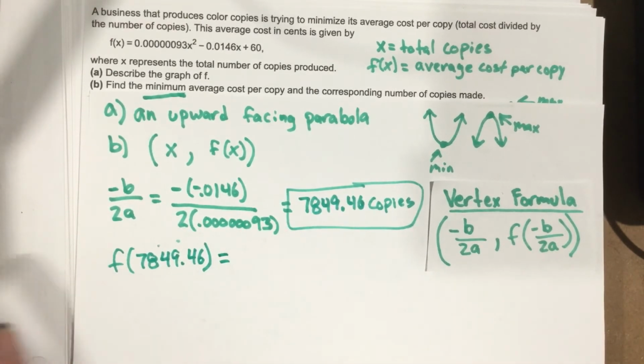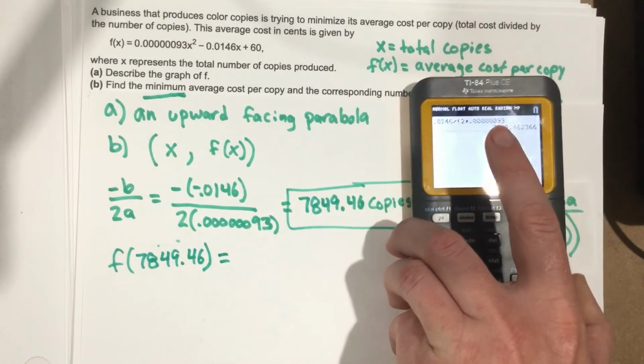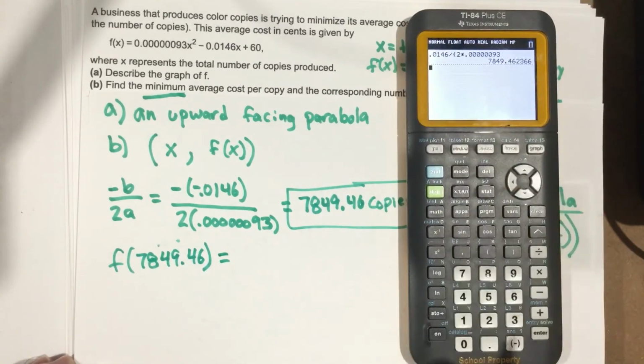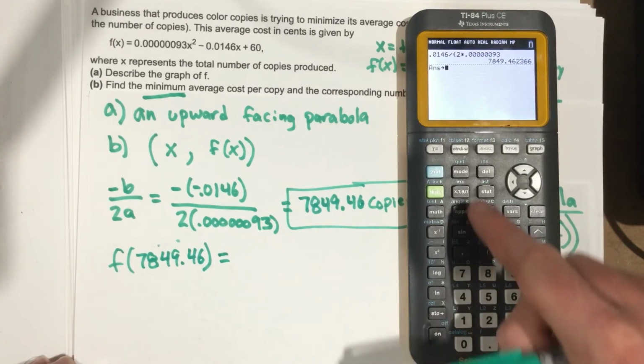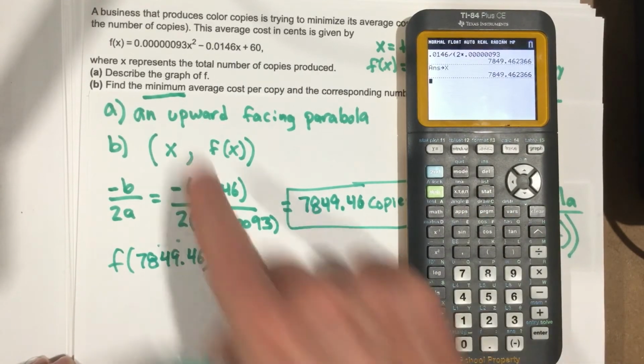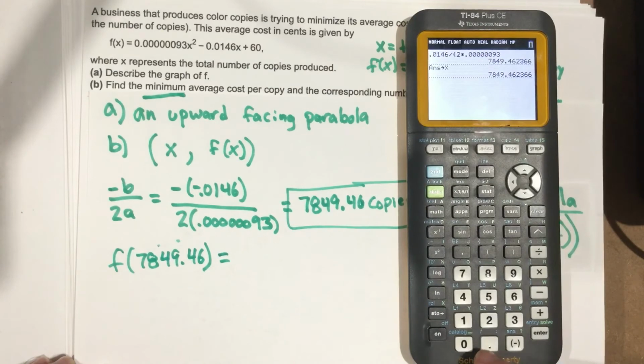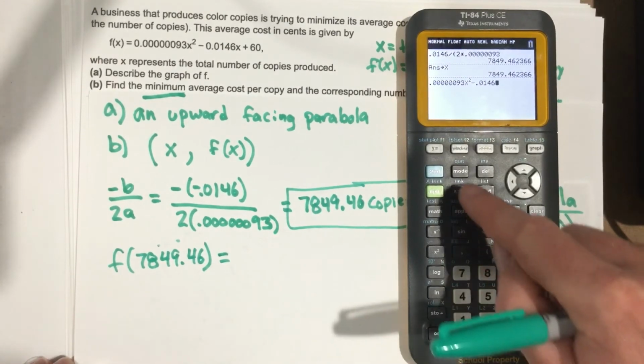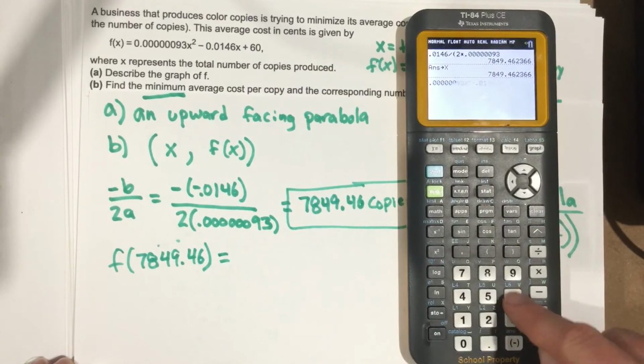Now I'm going to show you how to do this very easily. We're going to take the calculator, and we're going to store this number as X. Then we're going to take the equation and plug it in. So 0.0000093 x squared minus 0.0146 x plus 60. As soon as we hit enter, we're going to get our answer.